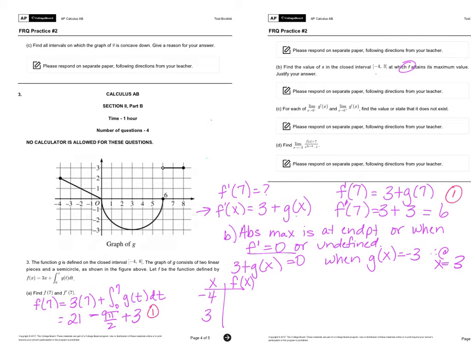And then I can find my values. Now my values, I kind of have to go back to this statement, how I got f of... Unfortunately, I haven't done this one, so I have to think about it though. f of -4, I would do 3 times -4, which is -12, and then plus the integral, I'll write this out so you're not confused, 0 to -4 of g of t dt.